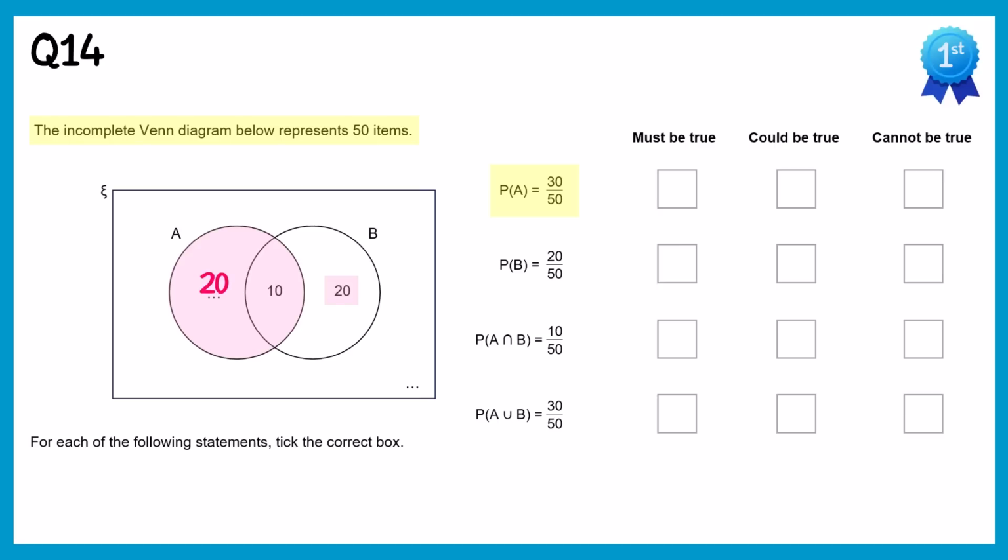Is this possible? Well, if you add together all of these numbers, 20, 10, and 20, you get 50, which is how many items there were. This would simply mean there'll be 0 outside. So it is definitely possible for the probability of A to be 30 over 50. It would look like this.